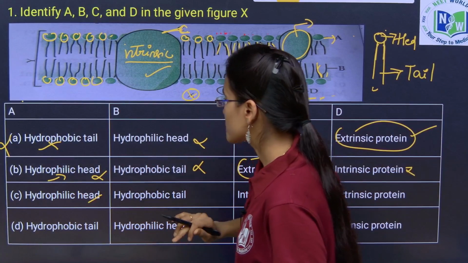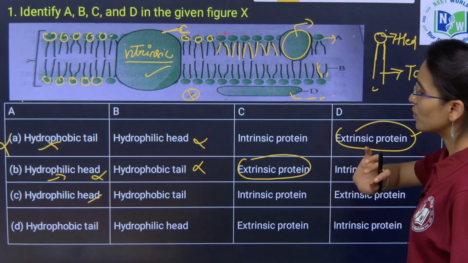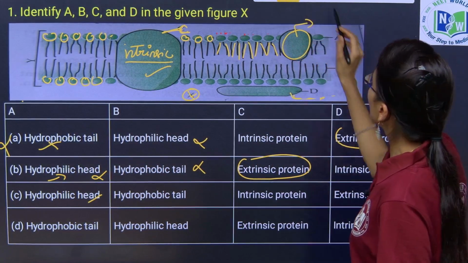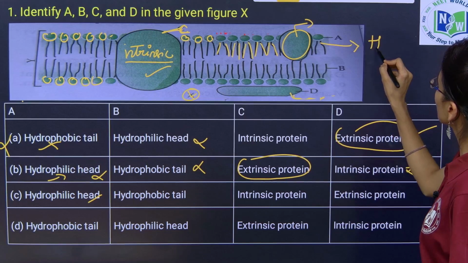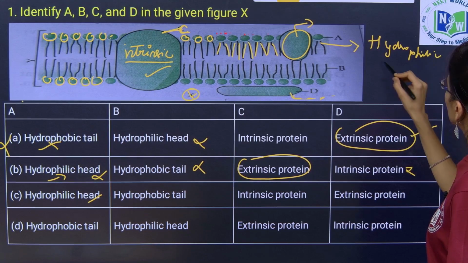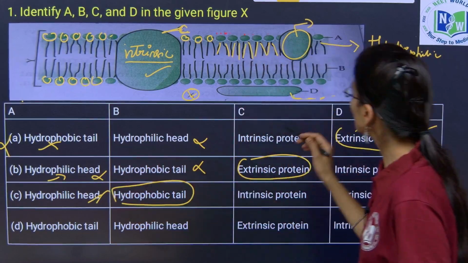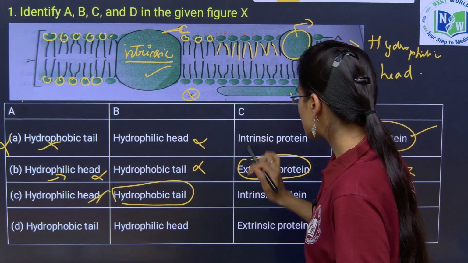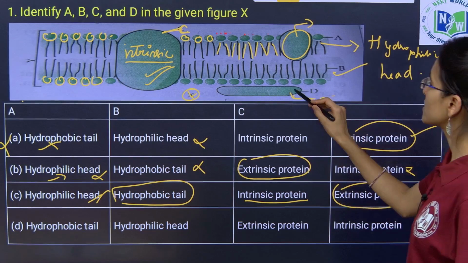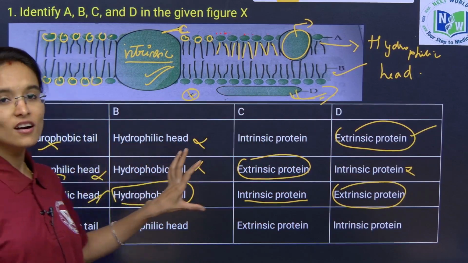Next, coming towards option C. Option C is telling that A is hydrophilic head. Yes, it is correct. Next, B is hydrophobic tail. Yes, this is also correct. Next, C is intrinsic protein. Yes, true. And next, D is extrinsic protein. This is also absolutely true. So when compared to options A and B, option C is your correct answer.